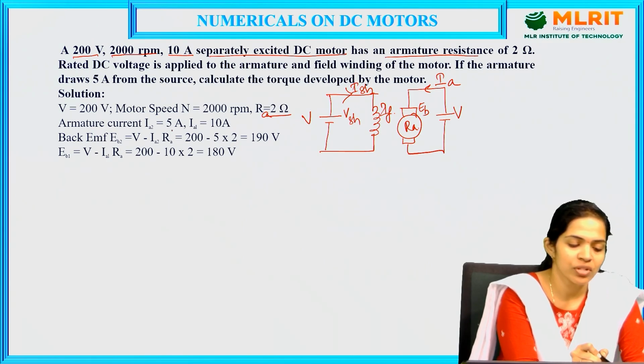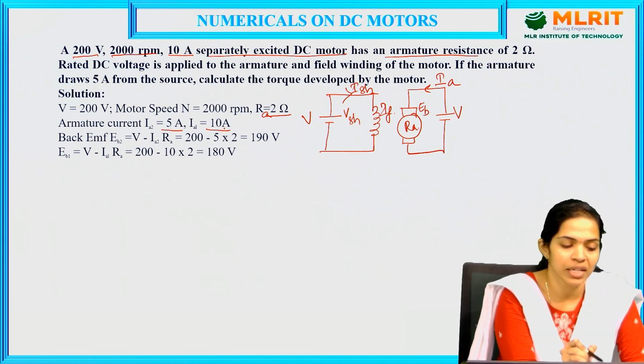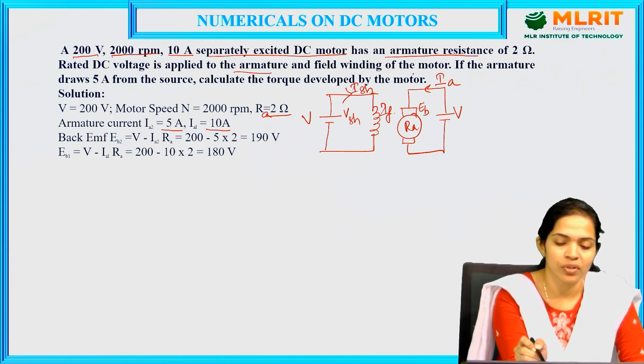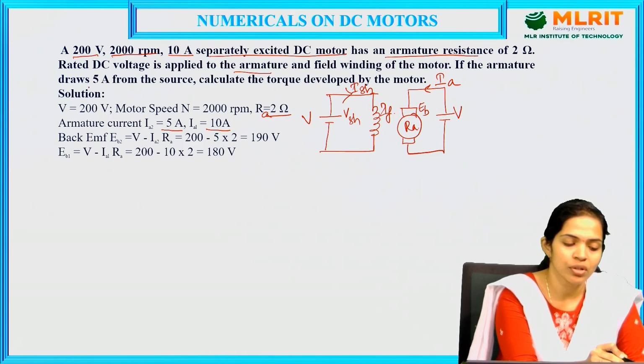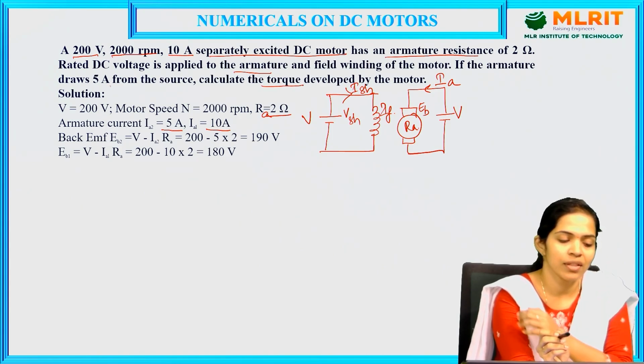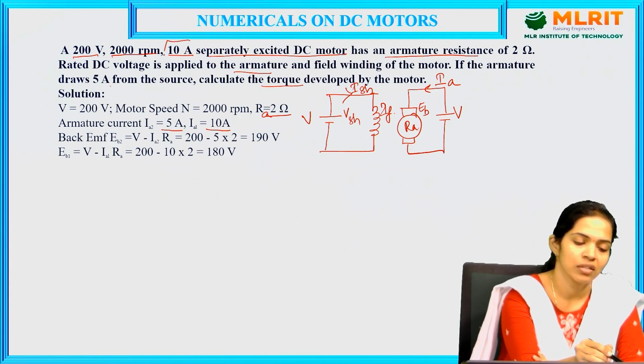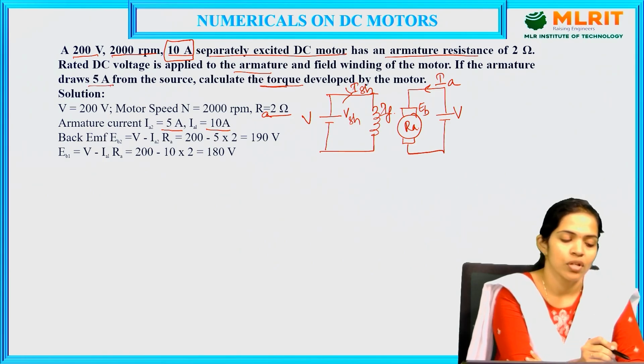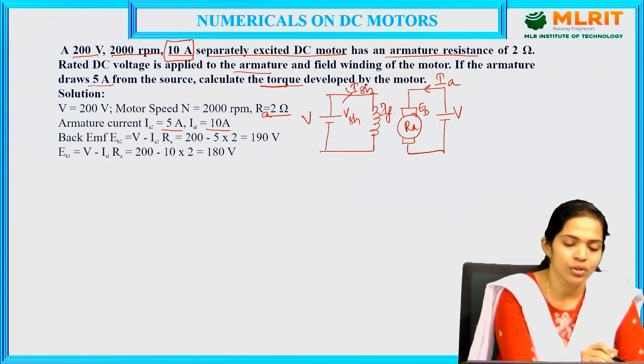Two values of armature current are given, 5 amperes and 10 amperes, applied to the armature and field windings of the motor. If the armature draws 5 amperes from the source, calculate the torque. In the first case the armature current is 10 amperes, and in the second case we are asked to calculate the torque when the armature current is reduced to 5 amperes. For that, we need to calculate the back EMF.